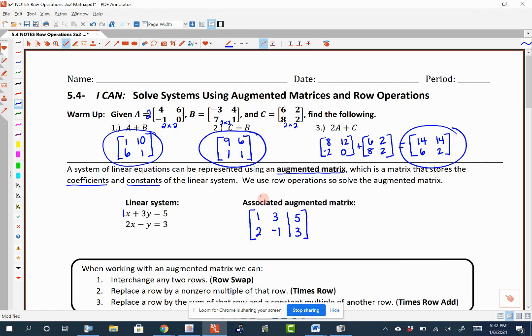So we would call this right here, these 4 terms, our coefficients. This is that coefficient piece of the matrix. And our 5, 3 here would be our constants.